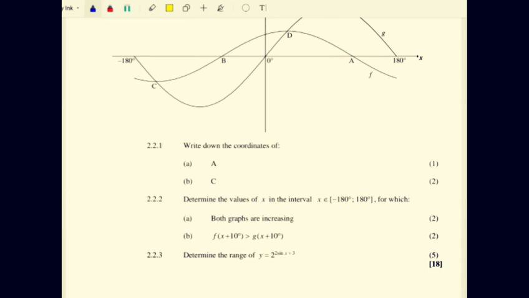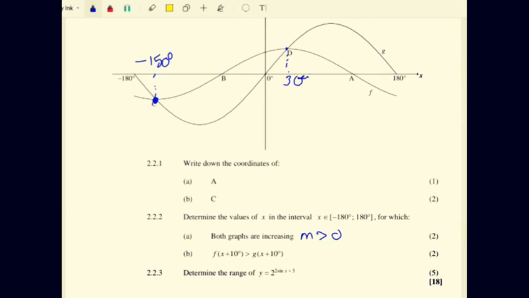When both graphs are increasing, we are looking at a space where the gradient of the graphs is positive, or greater than 0. If I look at the graph of f, I can clearly see that from this point C, which we said is minus 150 degrees, the graph starts increasing all the way to point D, which we see is 30 degrees. But when I look at the graph of g, it starts increasing at this point here.